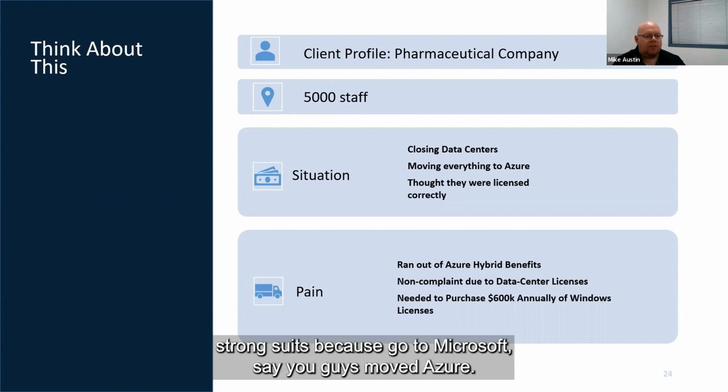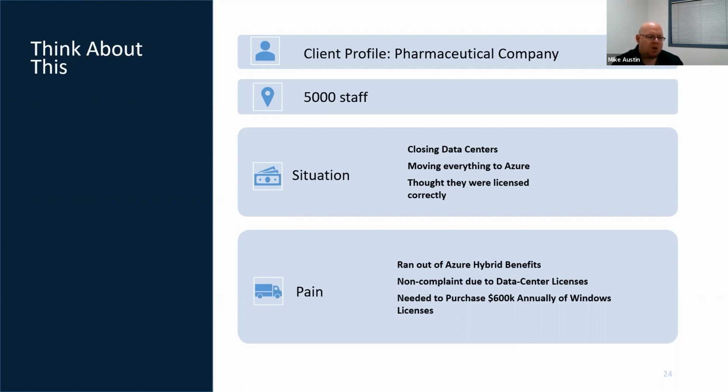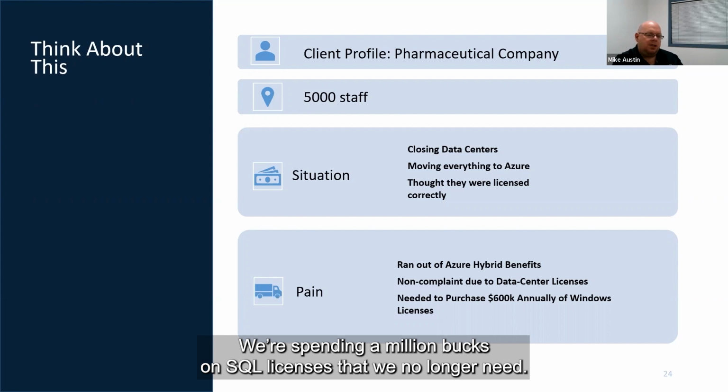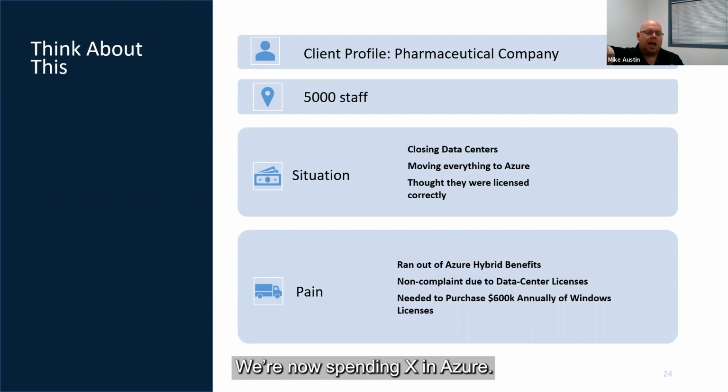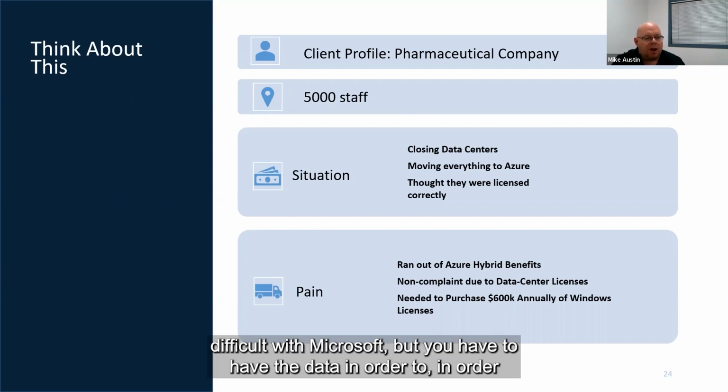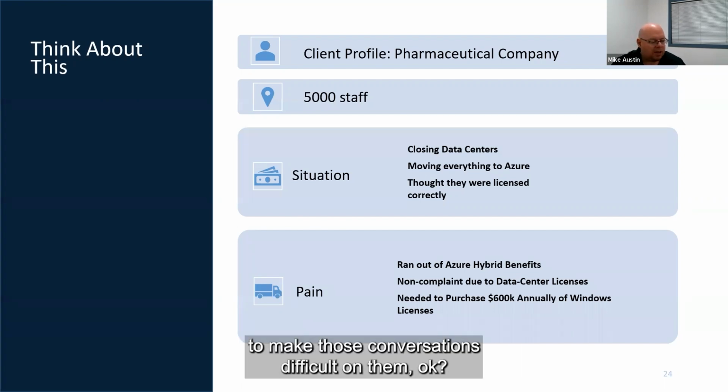Go to Microsoft and say, you had us move to Azure. We're spending $1 million on SQL licenses that we no longer need. We're now spending X in Azure. Why am I continuing to pay for this because I'm in a contract, right? You guys are double dipping. So it's going to make conversations difficult with Microsoft, but you have to have the data in order to make those conversations difficult on them.